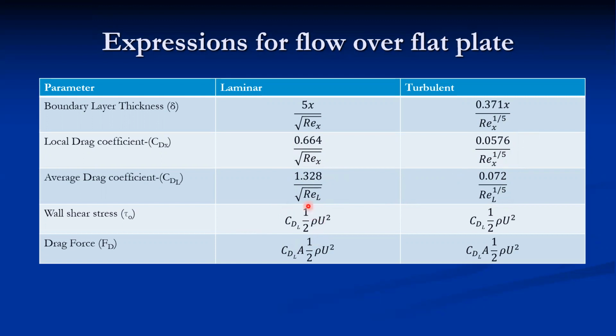As far as the wall shear stress is concerned, the average wall shear stress is estimated by using the average value of drag coefficient, CD into 1/2 rho u square, where in case of turbulent flow, the formula remains the same, only the CD value of turbulent flow is used here. That is, it's a printing mistake, it's a CD value of turbulent flow. Similarly, for the drag force, we multiply this by area, and we can calculate the drag force.